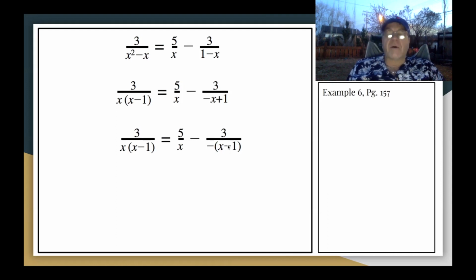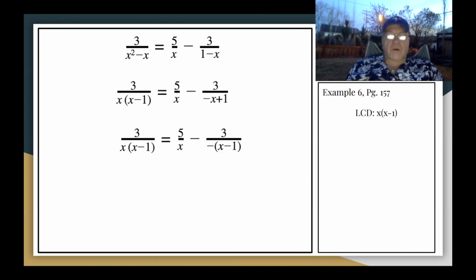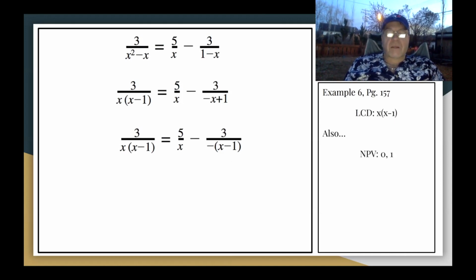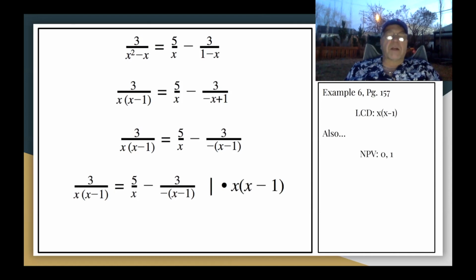All right, now there's an x minus 1 here, and now we can suss out a common denominator of x times x minus 1. Cool. Well, we can also declare our non-permitted values right here and now. Because of this, x may not equal 1. And because of this, x may not equal 0. All right. So let's multiply now by the common denominator of x times x minus 1. And let's see what we get.